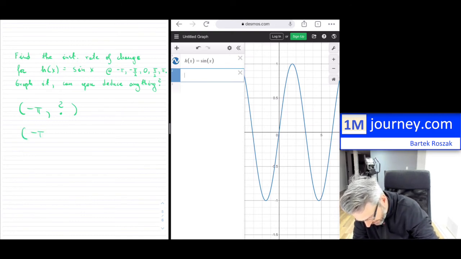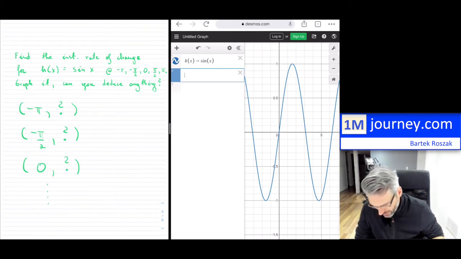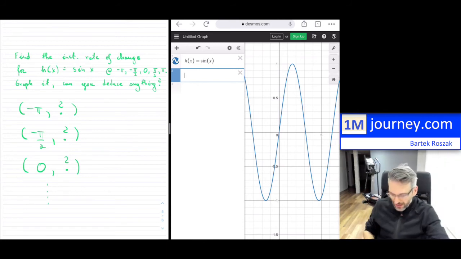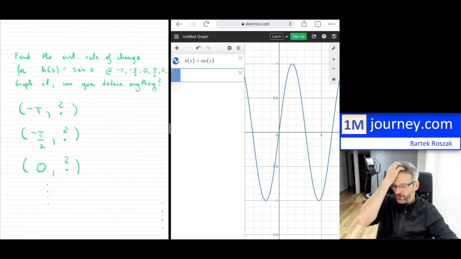Then I'm going to find negative pi over 2, and I'm going to find the instantaneous rate of change. So you can create a table for yourself of these points. Then it's 0, and then find what that is, and so on. Okay, so let's plot these up and try to see what they will be.